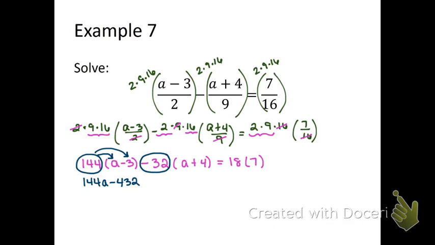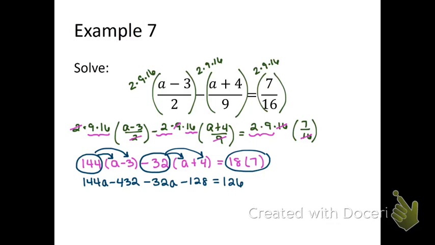So I'm going to distribute a negative 32 here into its two terms that are inside the parentheses. So negative 32 times a is negative 32a, and negative 32 times positive 4 is negative 128, equals, and then here there's nothing to distribute because there's no plus or minus sign in the parentheses. That's just multiplication. 18 times 7 is 126.